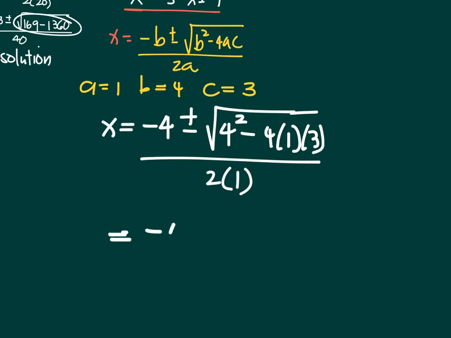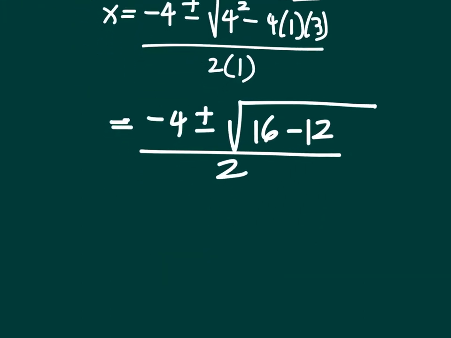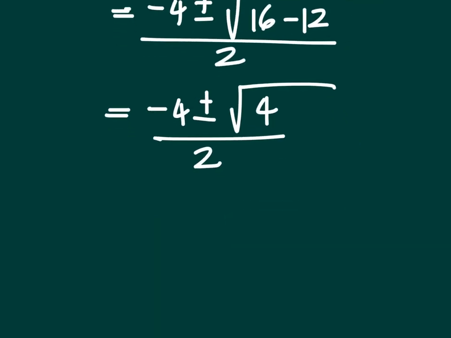Negative 4 will stay as negative 4, plus and minus the square root of 4 squared, which is 16, minus 4 times 1 times 3, which is 12, divided by 2. Then you have negative 4 plus or minus the square root of 16 minus 12, which is 4, over 2. Just continue simplifying. The square root of 4 is 2, so over 2.